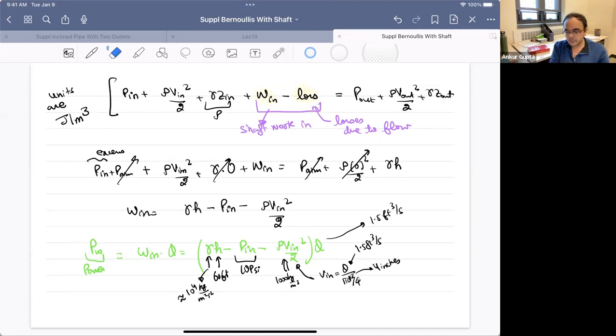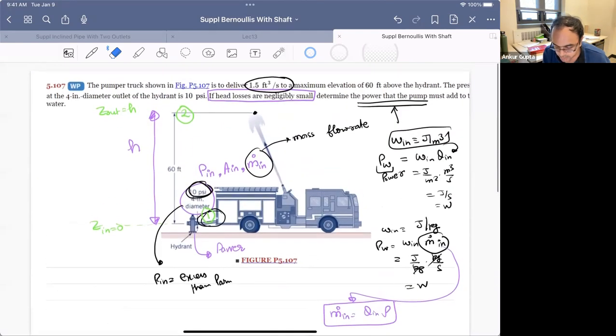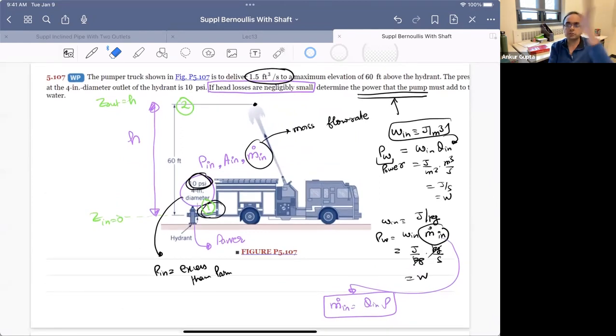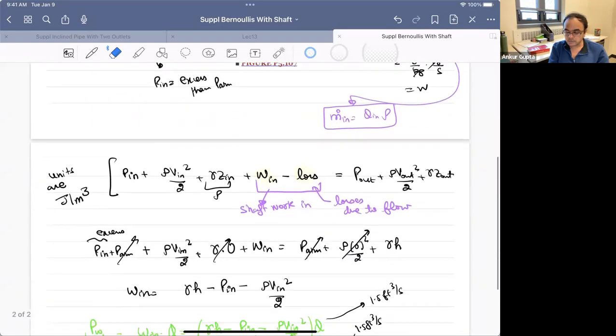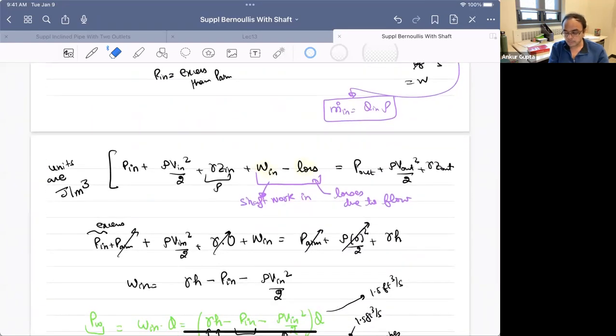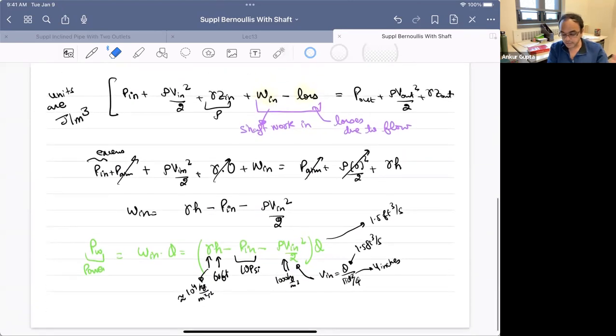Okay, let's just quickly recap what we discussed. We discussed that we have a pump which is trying to push the water up, and we have been asked to find how much work I am putting in, or how much power I need to push it to 60 feet, and we found the formula. Now I just want to make one point.